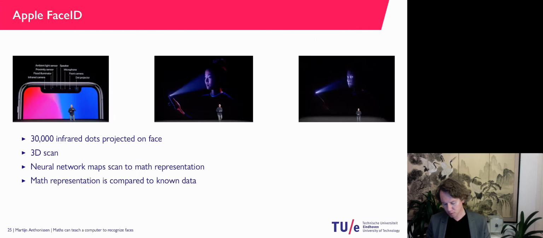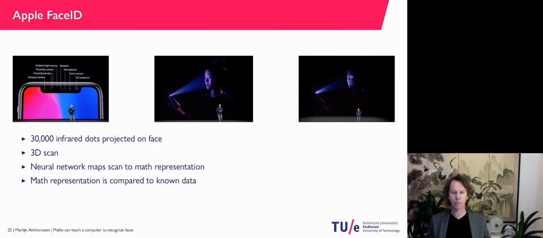Then also Apple, when it introduced its iPhone X, there was also a system for face recognition in there. They do a little bit more, and I also wanted to point that out. What the iPhone does, since the iPhone X, is that it projects infrared dots on your face and then does a 3D scan. So they don't use a 2D image, but they have depth information too, and that helps.